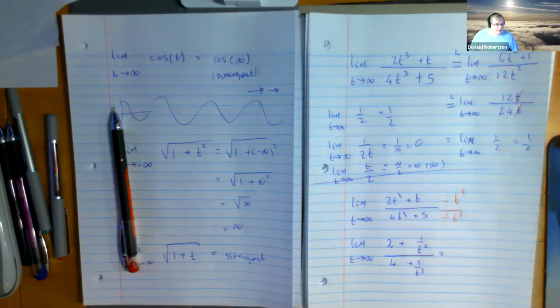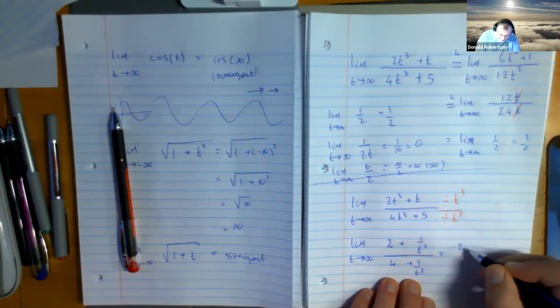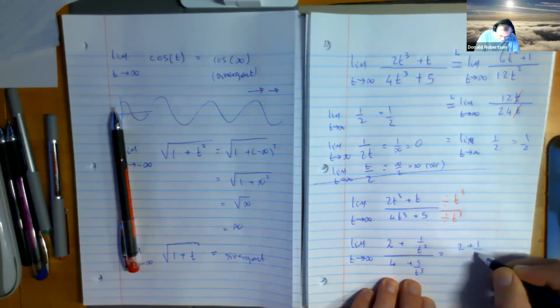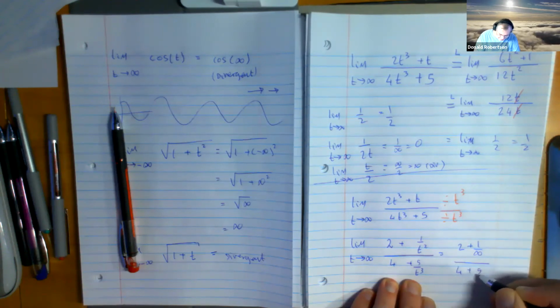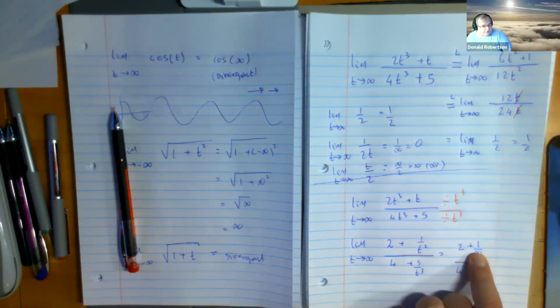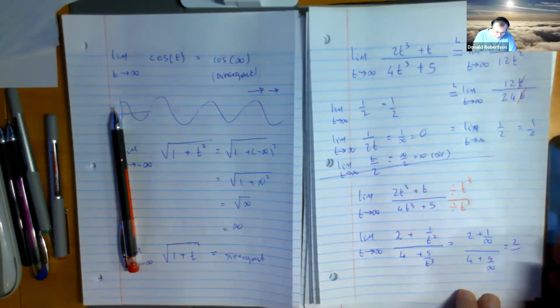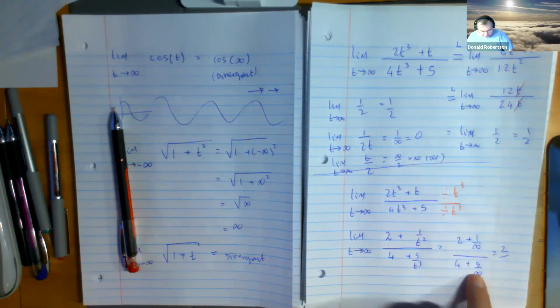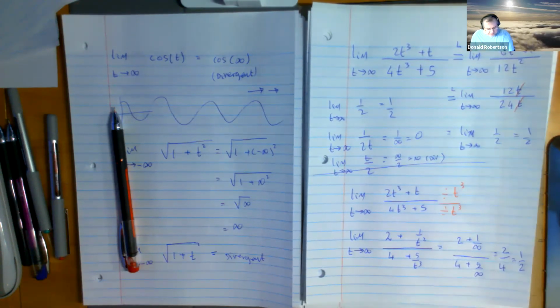What you then do is brute force. Turn all the t's into, in this case, infinity. So 1 over infinity squared and 5 over infinity cubed. Isn't 1 over infinity 0? So 2 plus 0 gets you 2 on the top. And isn't 4 plus 5 over infinity 4 plus 0, and that gets you 4? And then you get the answer, a half.